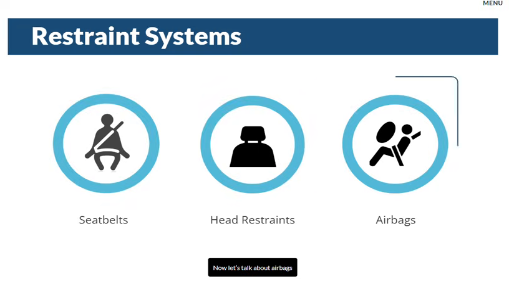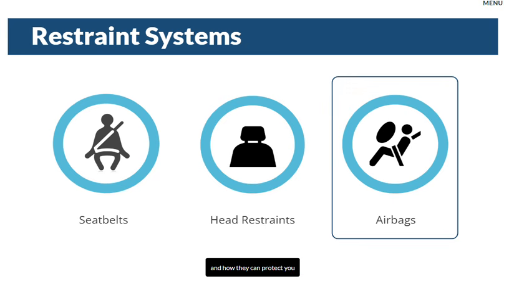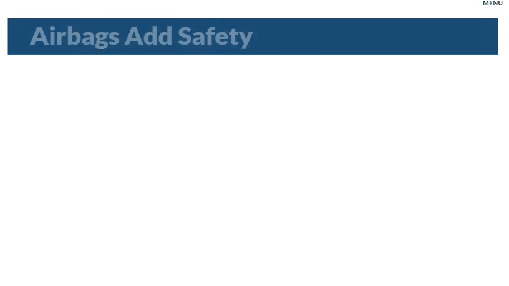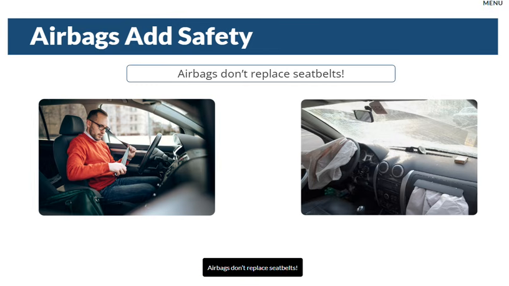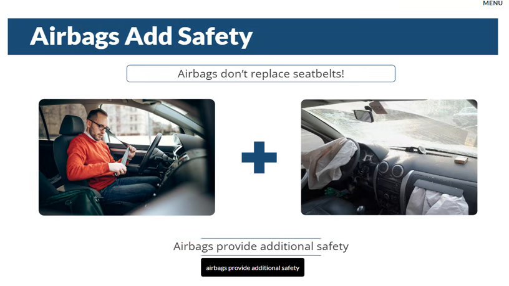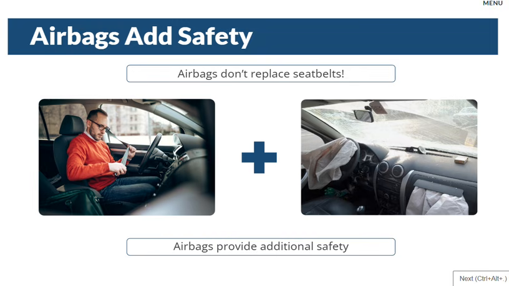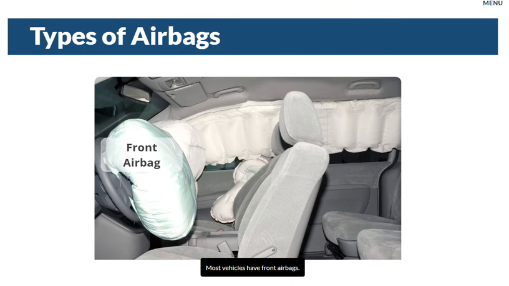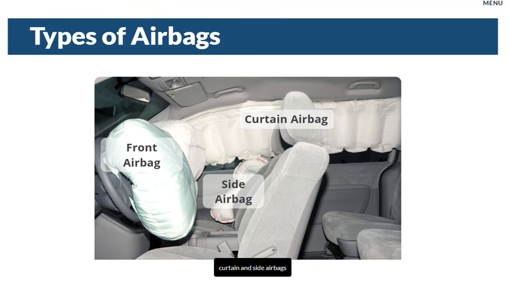Now let's talk about airbags and how they can protect you in a collision. Airbags don't replace seatbelts. When used with a seatbelt and head restraint, airbags provide additional safety and protection. Most vehicles have front airbags. Many new vehicles have curtain and side airbags for extra padding and protection.